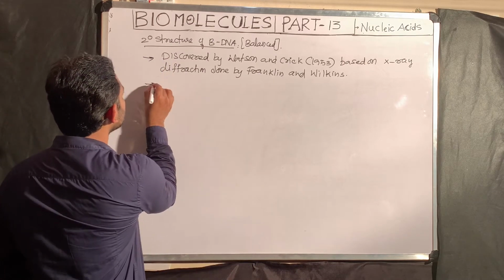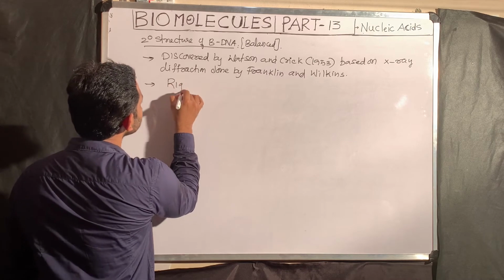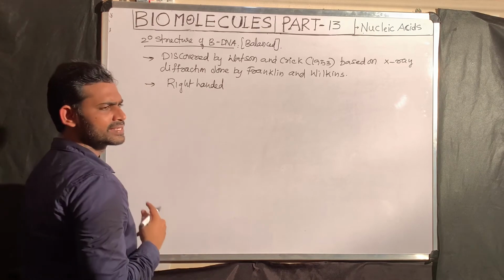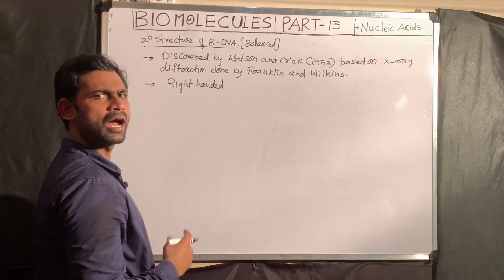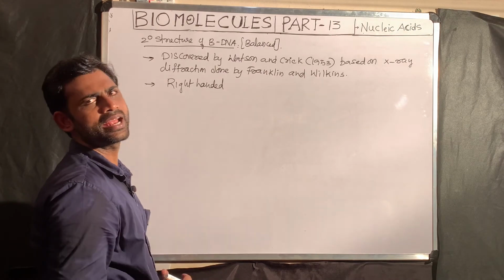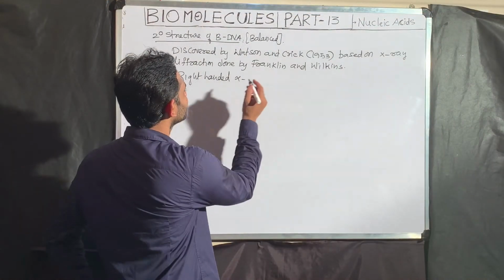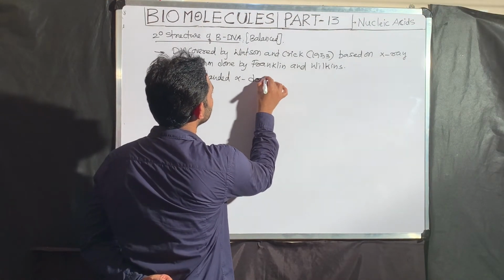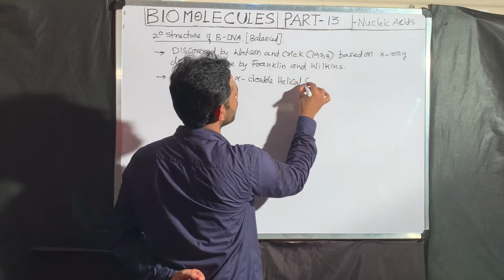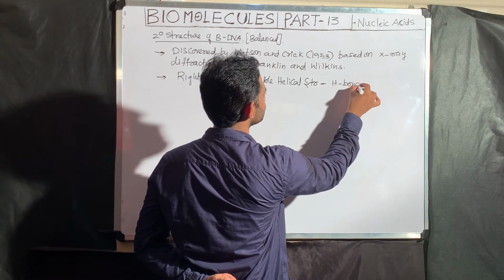The next point I am speaking about is B DNA. This B DNA is a right-handed double helical structure. I said in the protein, already I explained the concept, the most common secondary structure is a right-handed alpha helix. The double helical structure is stabilized by hydrogen bonds.